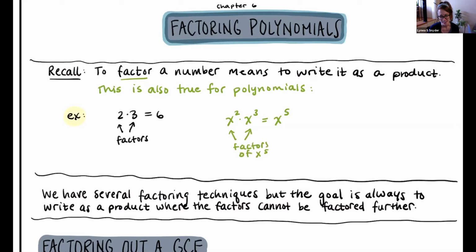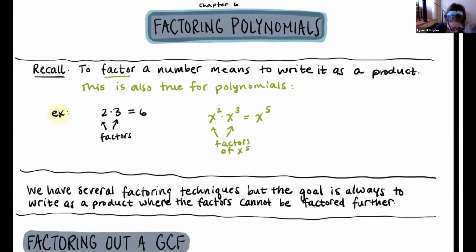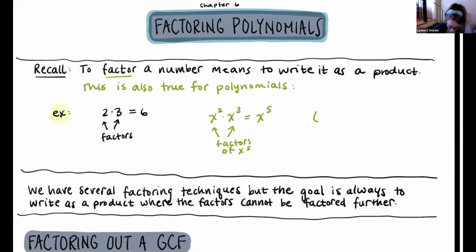We're not really going to factor things like this. Maybe a little bit, but our goal will be to factor more complicated things. So here's another example of something like that. If we look at x plus 2 times x plus 3.